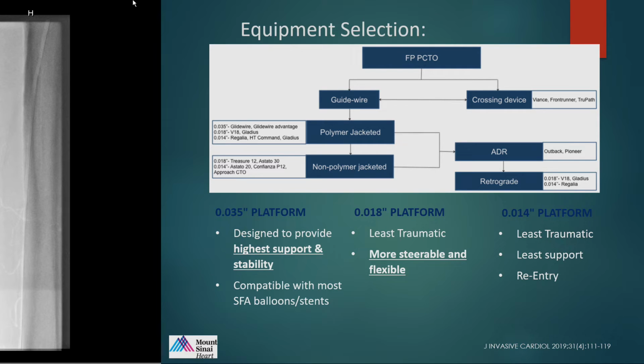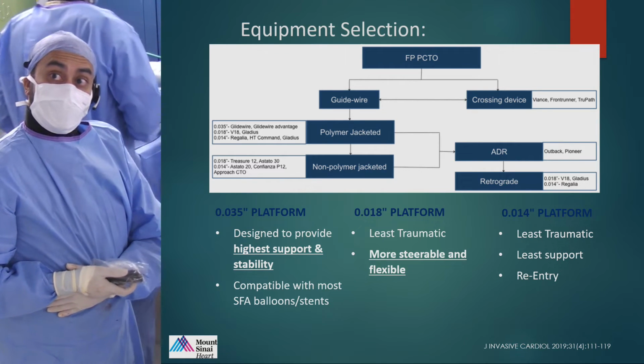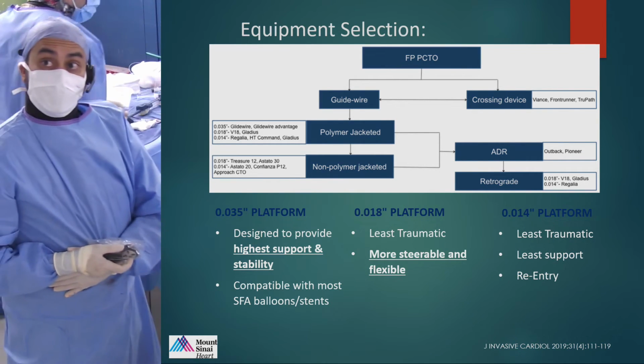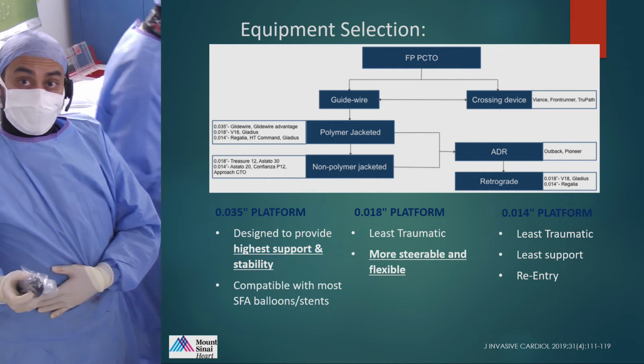In terms of the platform, we have multiple options from 035 to 014. Each one has its own benefits. For example, 035 is good for better support and stability, 018 for steerability and flexibility, and 014 for re-entry and least trauma to the vessel.